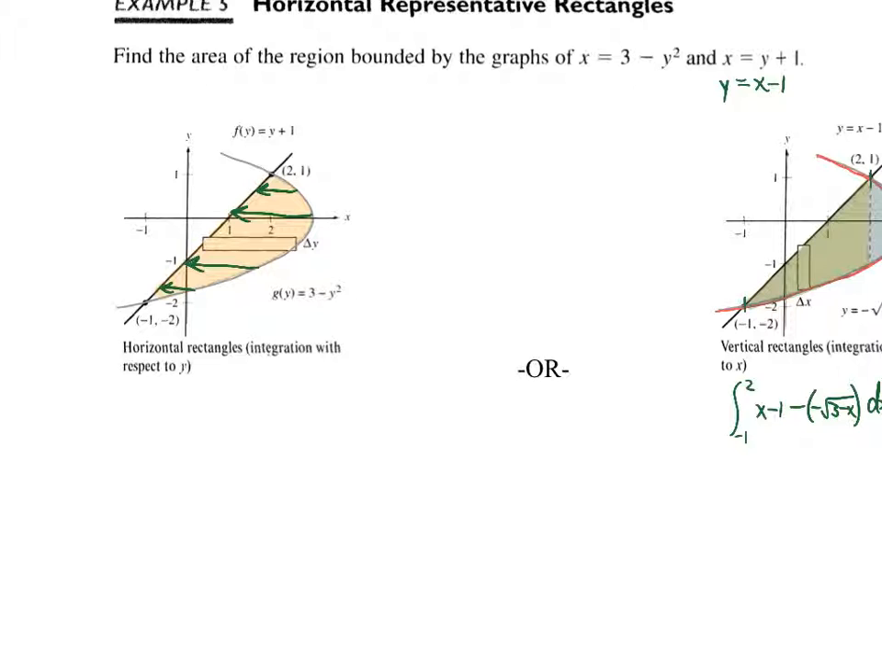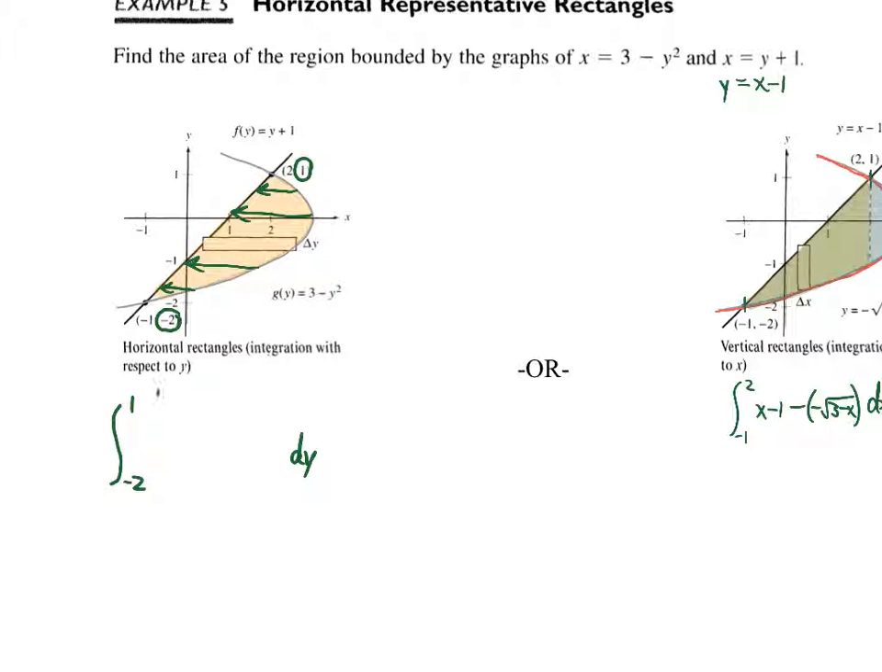Okay, now a couple things to watch here. I'm going to do one integral. What are the bounds going to be for this integral? -2 and 1, because I'm going to be integrating with respect to y. So I have to go from the y value to the y value. So from -2 to 1.